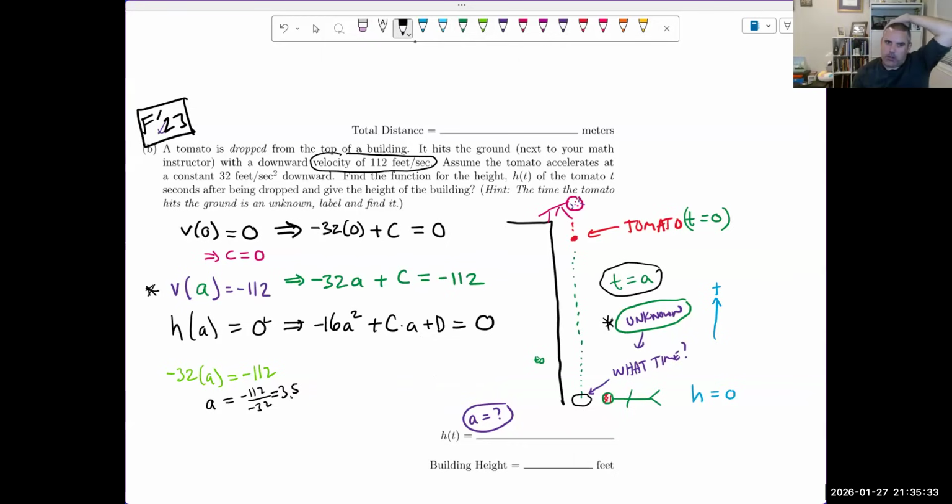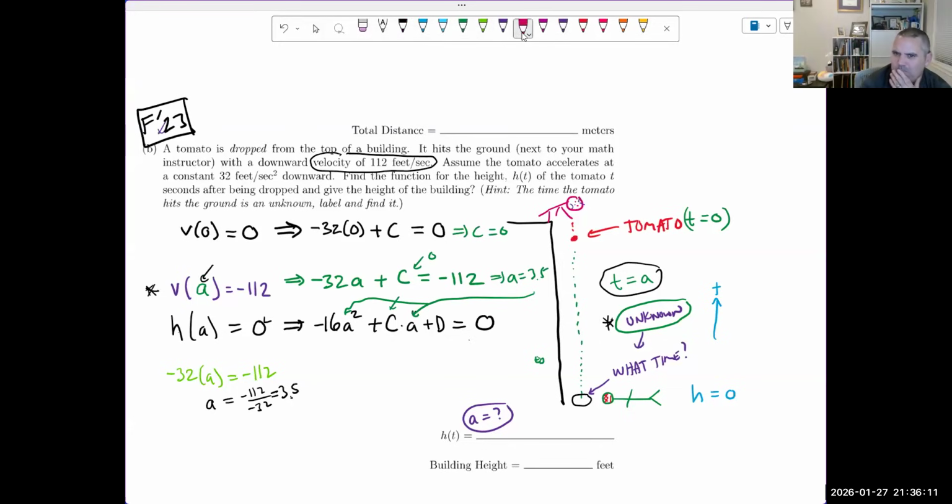So if we had just written all our equations and not solved for anything, this is what we would have had. The initial velocity was zero. The velocity at some unknown time was negative 12. And at that same unknown time, the height was zero. So this is actually what the problem said. We had to extract that information. This means that C is zero, but because C is zero, that means that A is 3.5. But because A is 3.5 and C is zero, we can get D. Does that help?